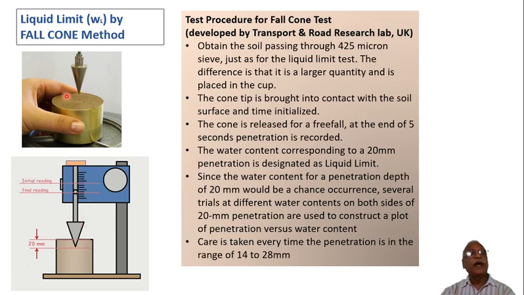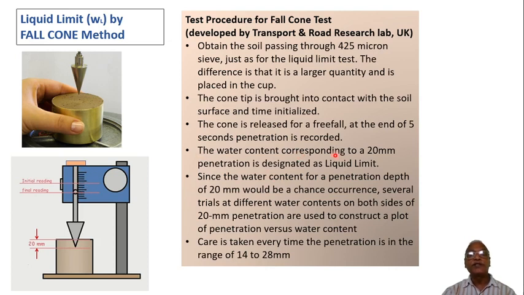Now after adding some arbitrary percentage of water, you fill it properly, make the top horizontal perfect, and then put it below. Bring this exactly to the tip, right? The cone tip is brought into contact with the soil surface and the time is initialized. You have to just start the stopwatch. The cone is released for free fall. At the end of 5 seconds, penetration is recorded. Means after 5 seconds, whatever penetration is there, which will be read from here, it will be recorded.